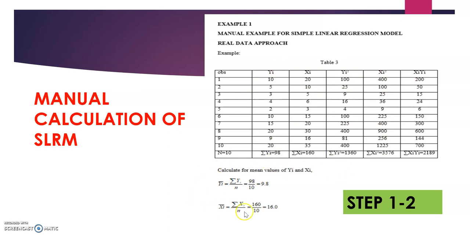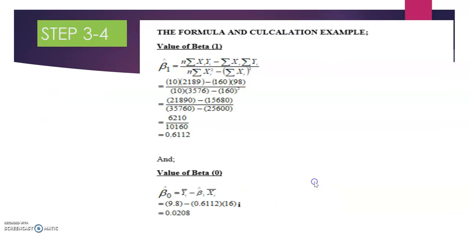In step 2, you have to calculate the mean value for x and y. For y, we call it y bar, and for x, we call it x bar. This is step 2. In step 3, you have to calculate beta 1, which is the slope coefficient, by using the formula provided here. Then you have to calculate the constant by using the formula here.